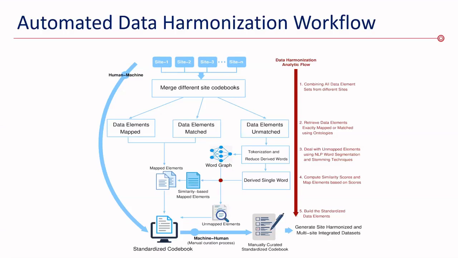And then the other part is the word graph. The word graph is where you're using the natural language process, the word segmentation, and word sense similarity, disambiguation. And then once the different data sets have been matched or similarity-based mapped elements have come together, then they're all harmonized and put in the standardized codebook.